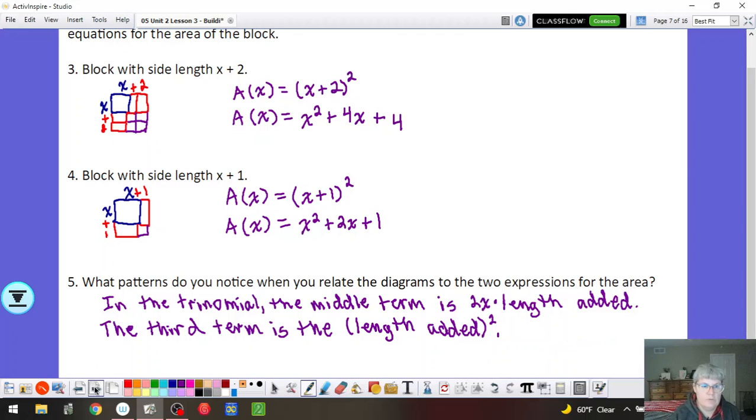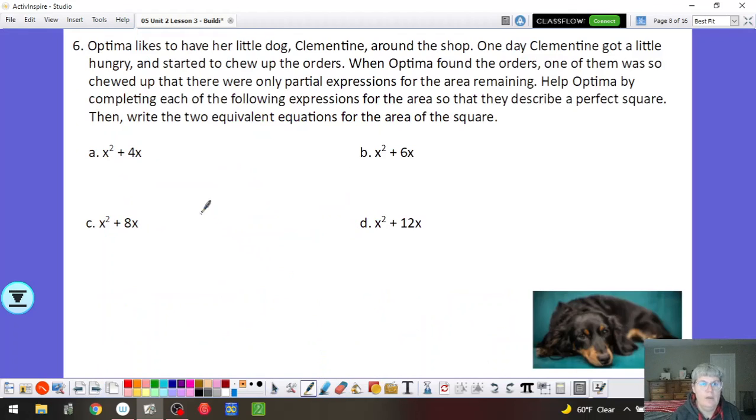So let's see if we can do some more of these. Here we're given some partial areas, and that's because Optima's dog Clementine, whom she likes to have around the shop, got a little hungry and started to chew up the orders. When Optima found the orders, one of them was so chewed up there were only partial expressions for the area remaining. So we're going to help Optima by completing each of the following expressions for the area so that they describe a perfect square, and then we're going to write the two equivalent equations for the area of the square.